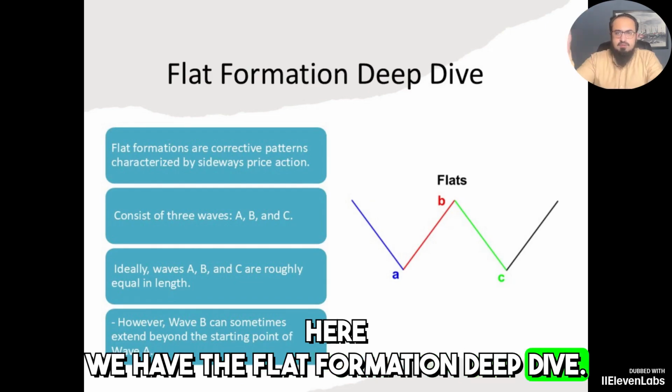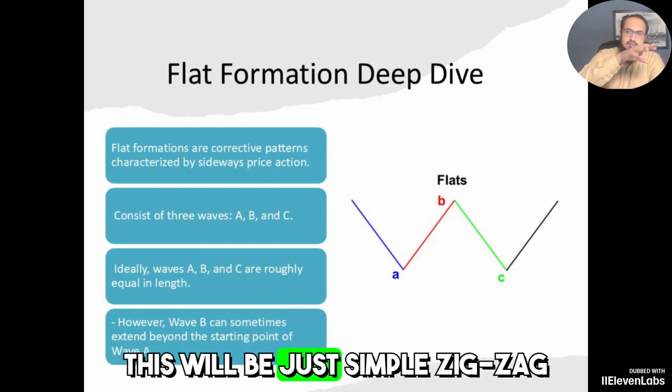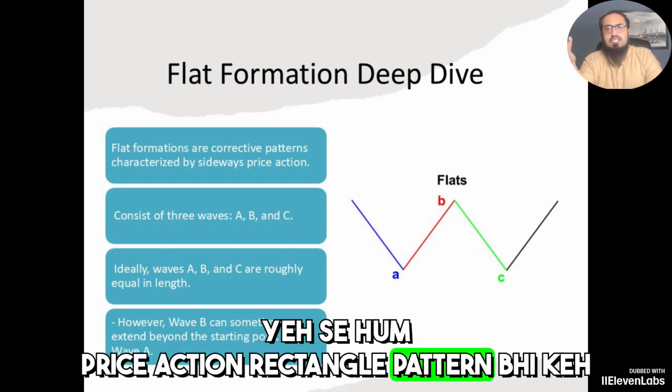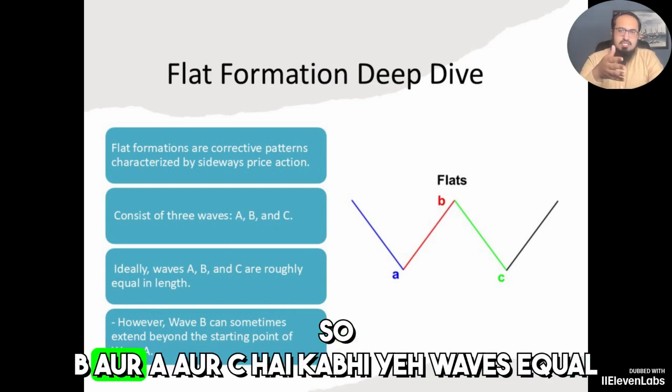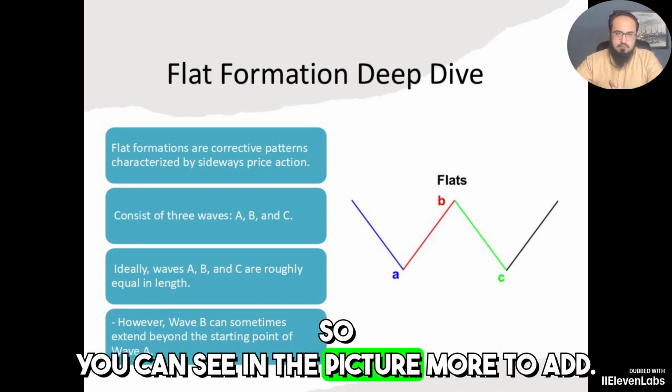We have the flat formation deep dive. Now it's not a zigzag, so there won't be 5 patterns. This will be just a simple zigzag. It will be moving up and down. We can also call this an actual rectangular pattern. So it can be connected with that. So A, B and C are there. Sometimes it will be rigid, sometimes back and forth. So you can see in the picture.